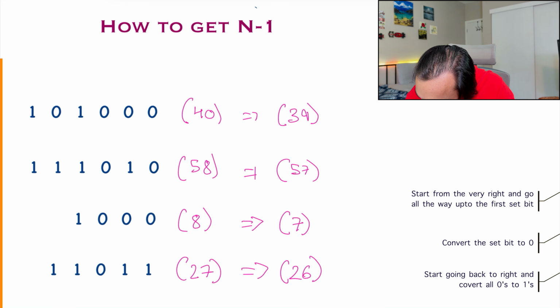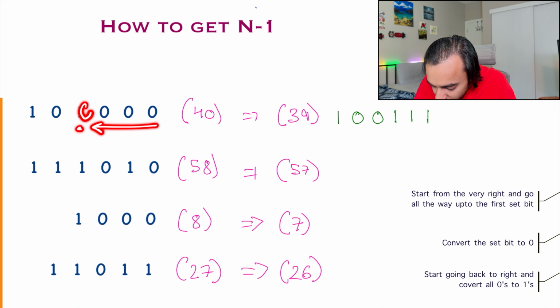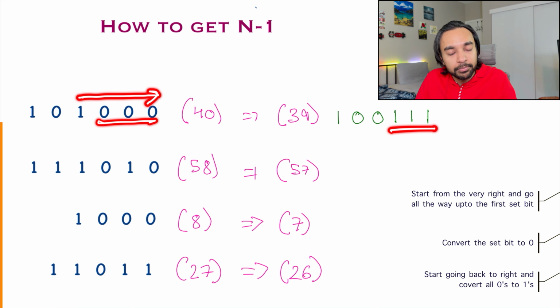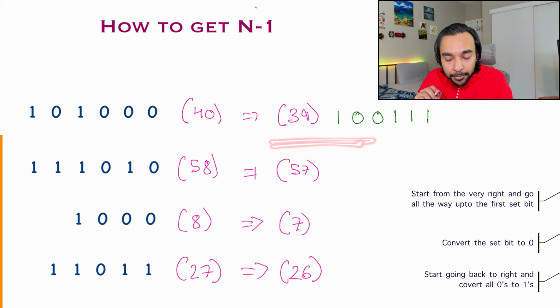So once I do that, what will happen? I will write it down as 1, 0, 0, 1, 1, 1. Once again, notice what happened. I started from the very back. I went 3 places. I found a 1. I converted it to 0. So I have 0 over here. Now, starting from here, I traverse back, take all these three numbers and convert it to 1. And that is it. This is the binary representation of 39.